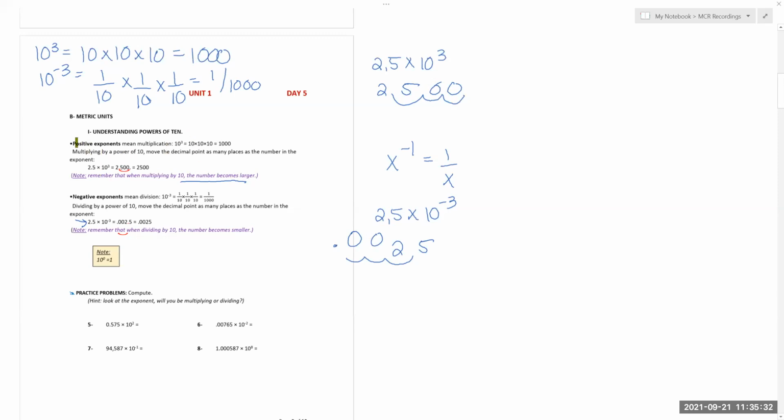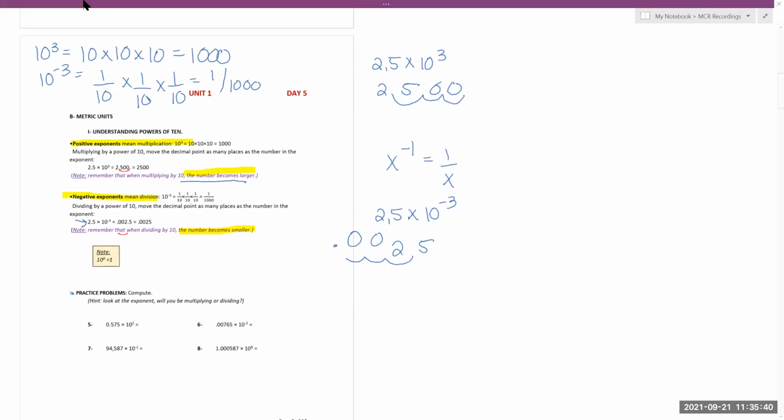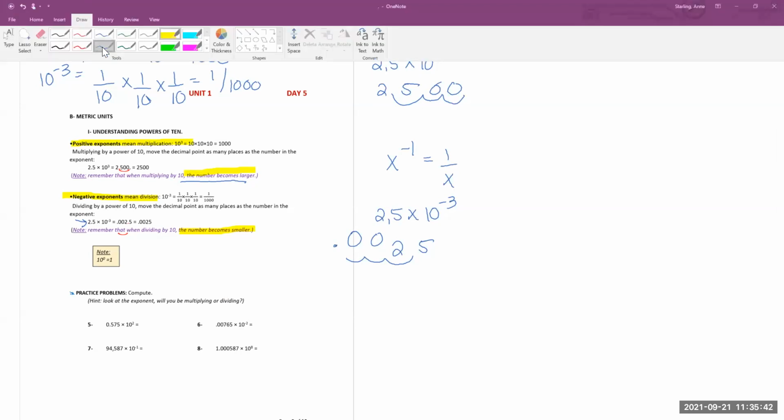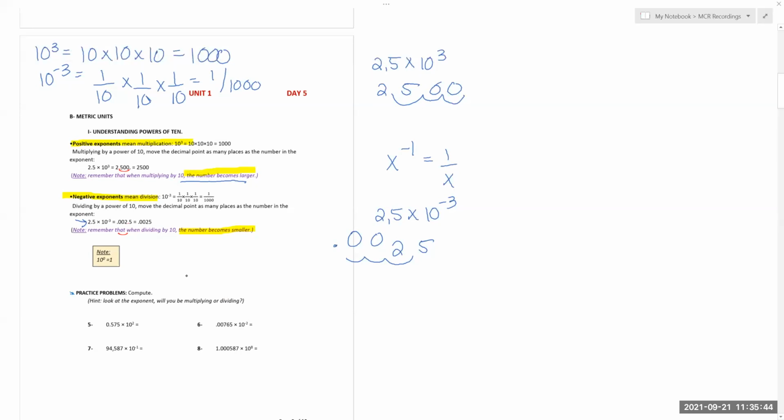So that positive exponent is like multiplying, the number becomes bigger. The negative is division, so the number becomes smaller. And this number, the exponent, also tells you how much to move. So to the 0 means don't move, because anything to the 0 is 1. So just a quick message there.